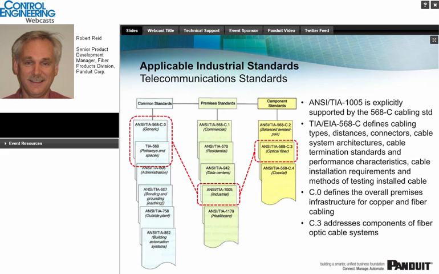On the other side, we have TIA 568C.3. So this is the definition of really the fiber components that constitute the cable plant. Some of the components I'm going to go through, the optical fiber, connectors, and so forth that constitute the cable plant, that's where the expectations on those individual components is placed through that standard.